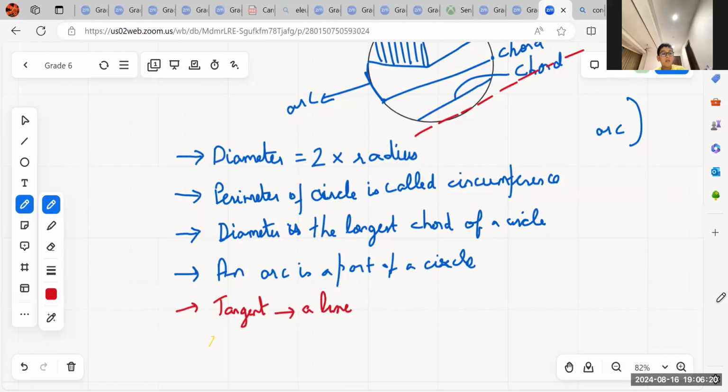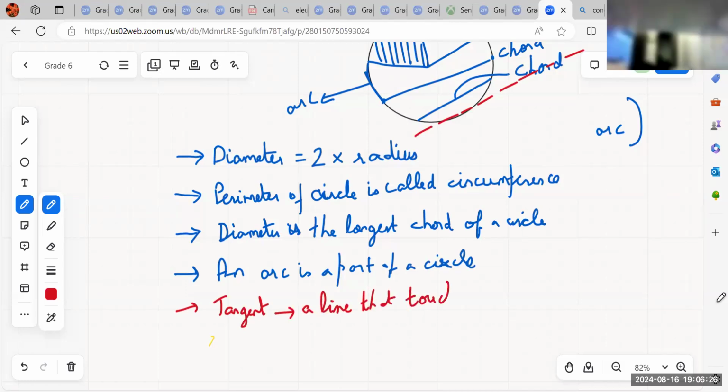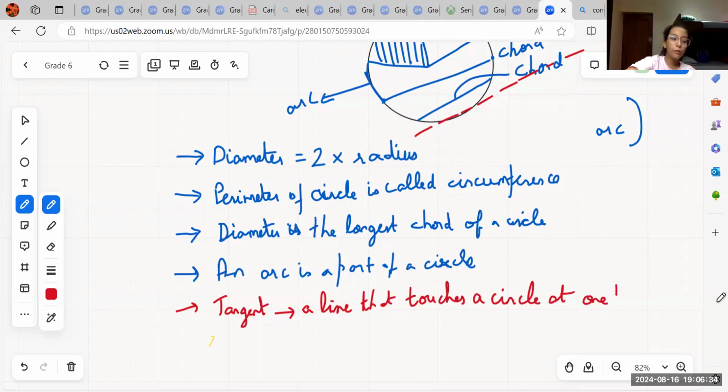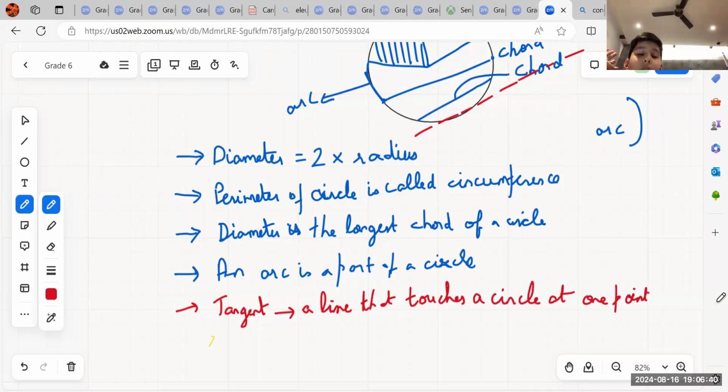Too many definitions in geometry. So they can't ask us to define something. Sir, I'm taking screenshots for all of them and remembering them after the class. Sir, can you send them in the group only? Yes, I will share all these in the group.